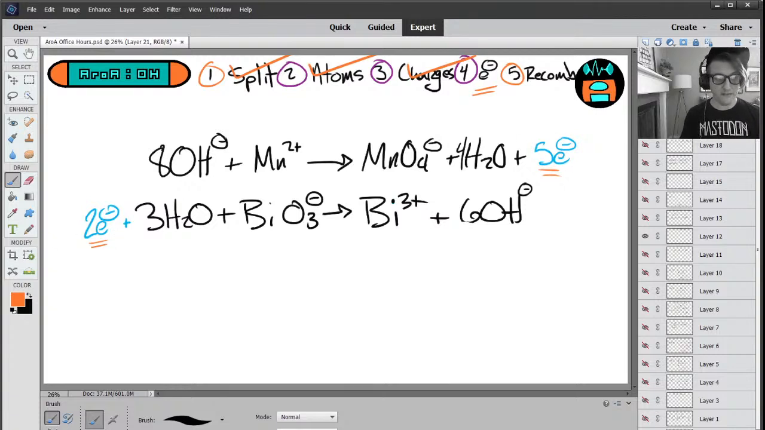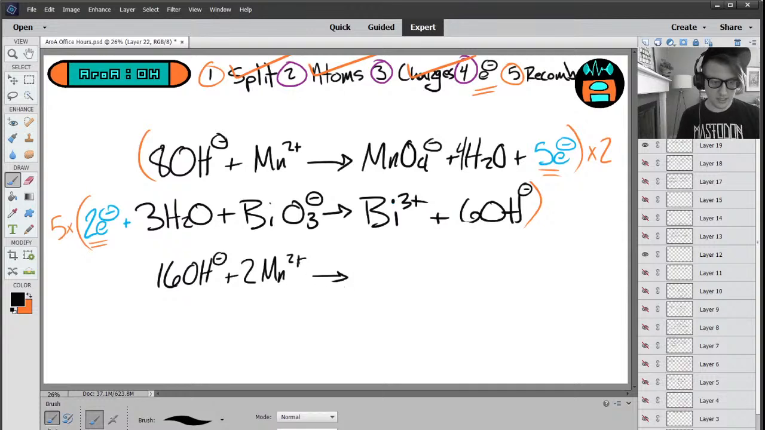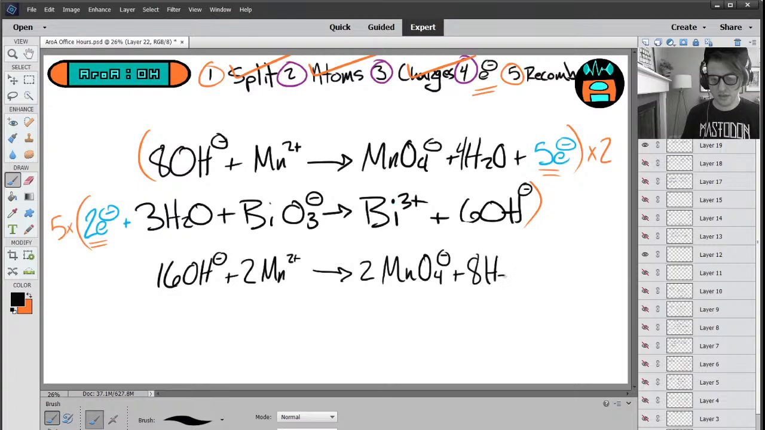Now 2 does not go into 5. So we need to multiply everything in our first half reaction by 2 and everything in our second half reaction by 5. So this will change things so that we're left with, let's see, 2 times 8 is 16 hydroxides plus 2 manganese 2 ions producing 2 permanganates plus 8 water molecules plus 5 times 2, this is the whole reason why we're doing it, 10 electrons.